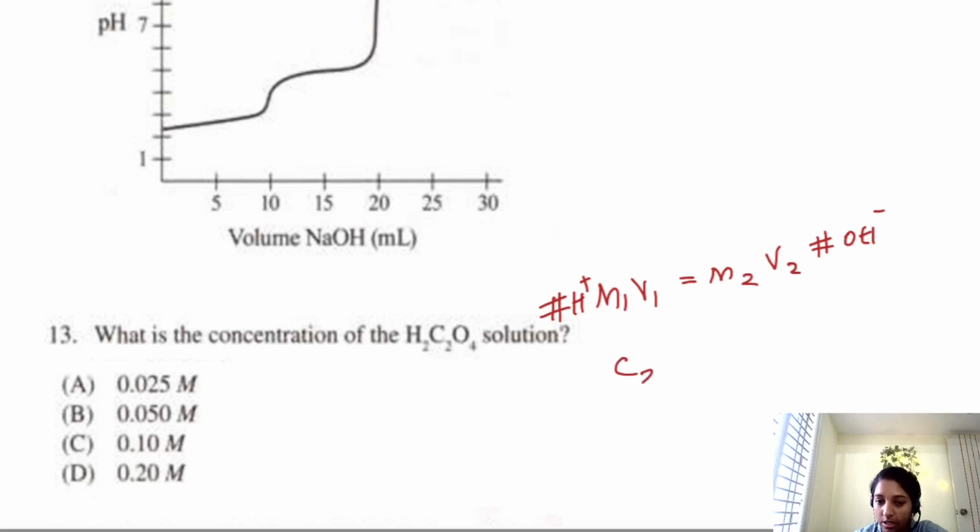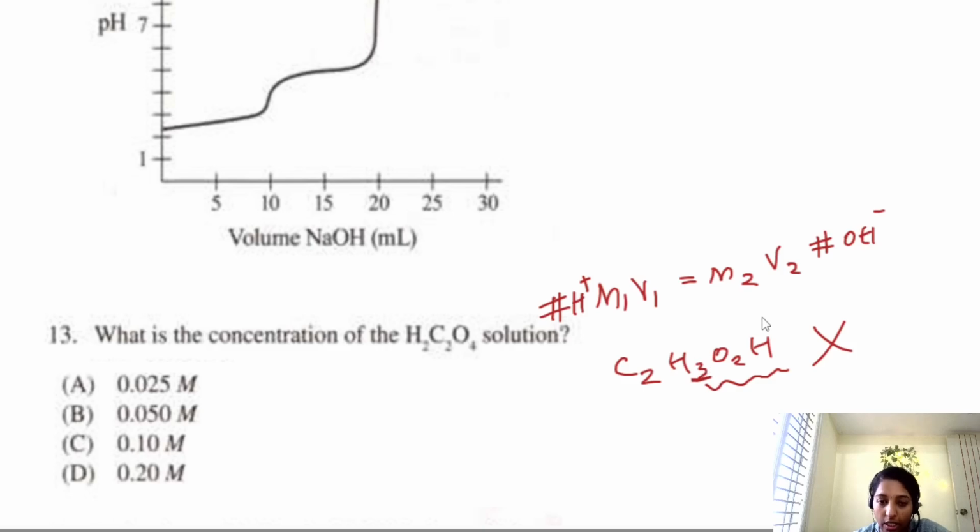For example, acetic acid, C2H3O2H. So this is acetic acid, correct? Even though this is acetic acid, it doesn't mean it's a tetraprotic acid. No, it can only give one H plus. So it's again a monoprotic acid. Okay, so do not blindly believe this number.